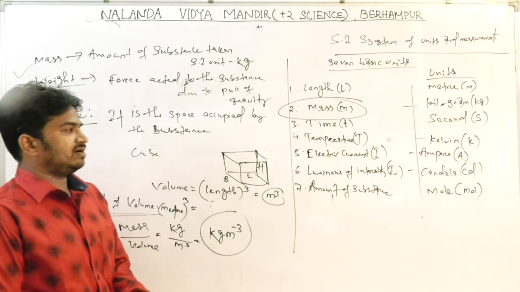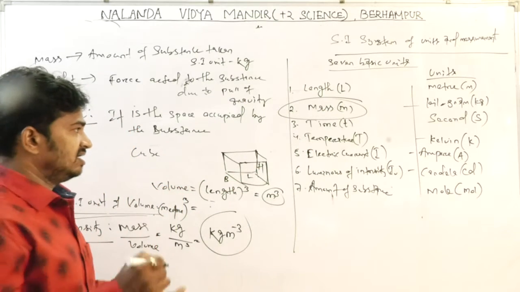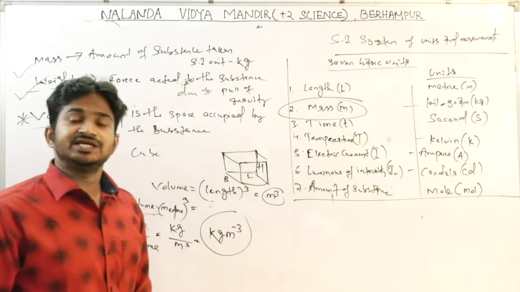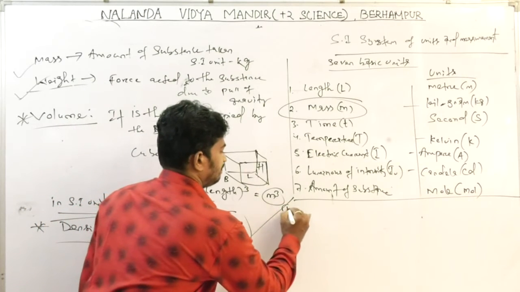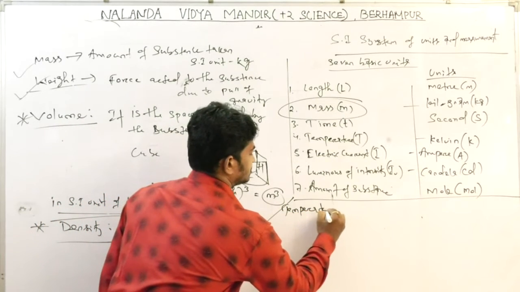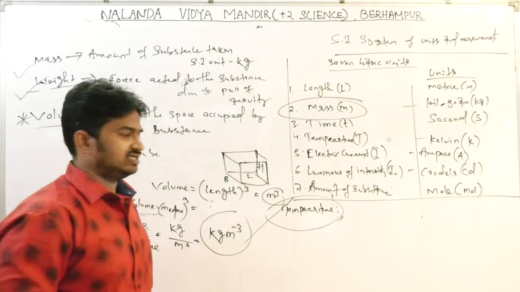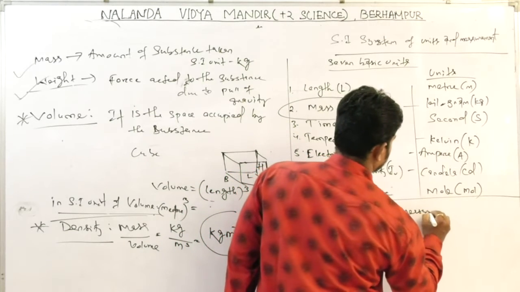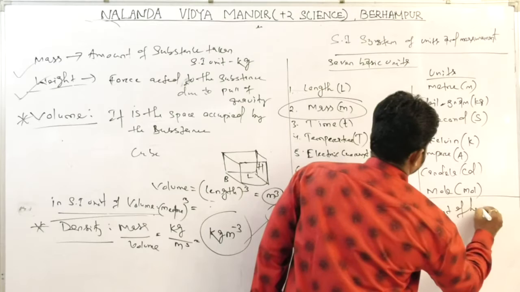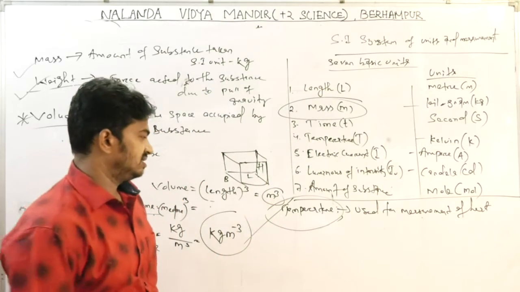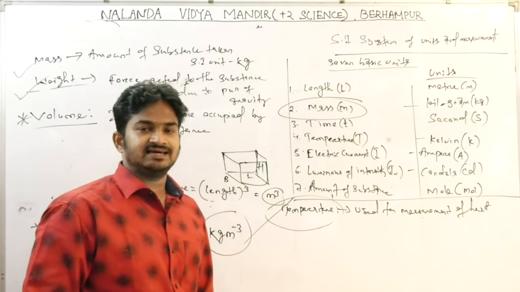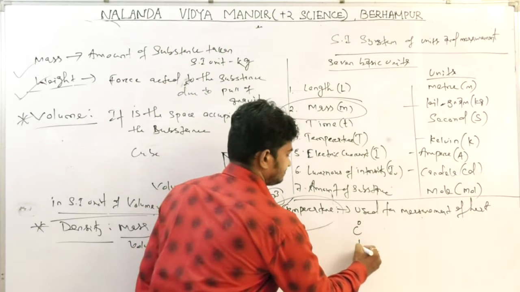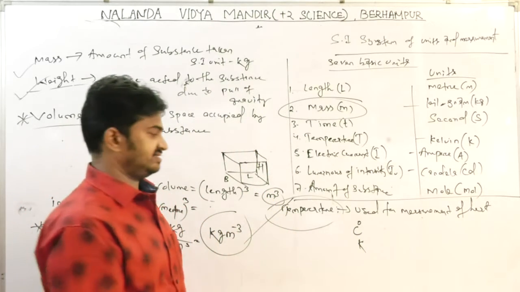Similarly, if we talk about temperature, three different scales have been used for temperature. Temperature is used for the measurement of heat. Am I right or not? So temperature is measured in three scales: degree Celsius, Kelvin, and Fahrenheit.